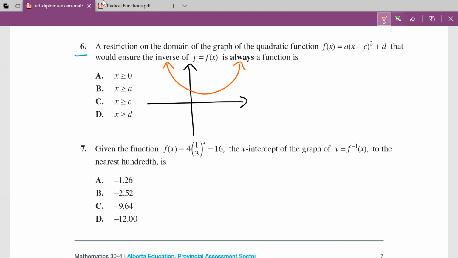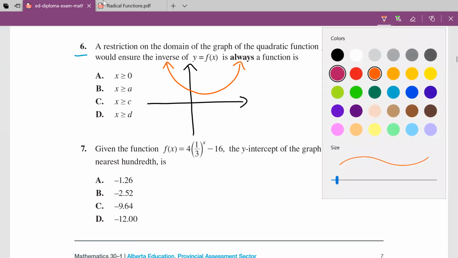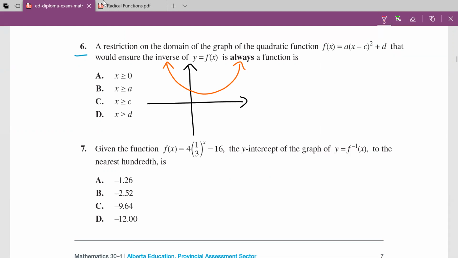Back in grade 10, you performed a test known as the vertical line test. What the vertical line test said was if we draw a vertical line like that, and it intersects our graph in only one spot, we have a function. So the vertical line test, I'm just going to write VLT. The VLT tells us this.